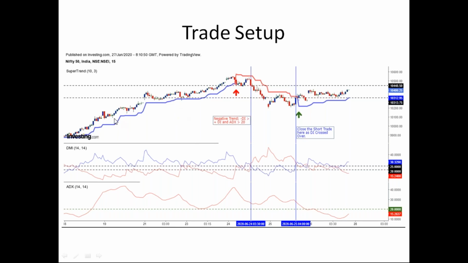So in a smaller time frame, what you can do is even if the market is consolidating on a higher time frame, you will be able to make some money on a shorter time frame. So that's why I choose 15 minutes here. All right. So this is the current Nifty chart.